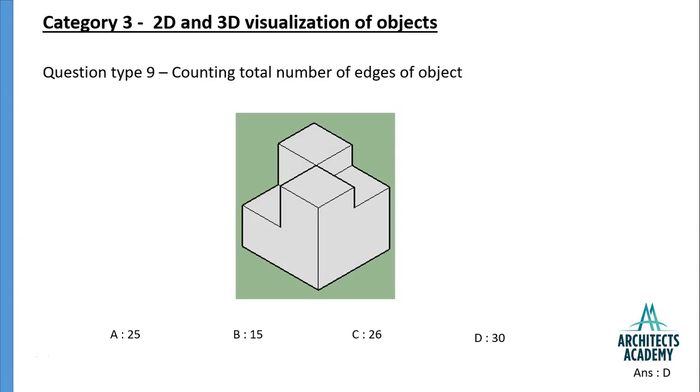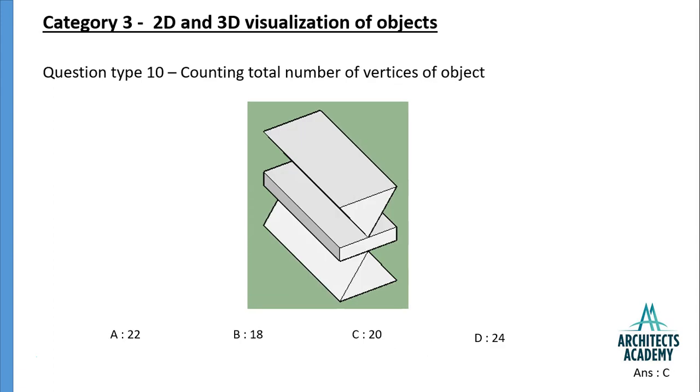Now you have to count the total number of edges. This is question type 9, which can be asked in 2D and 3D visualization. Here you will have to count the total number of edges of the object. You have to count the base as well as the vertical, so the horizontal edges and the vertical edges of this object have to be counted. And you will find out that the answer is 30 in this case.